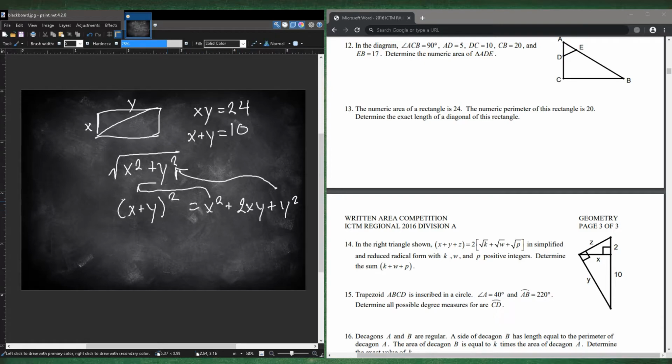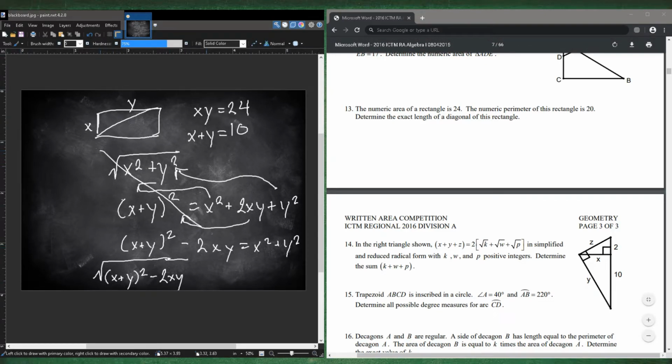So if we want only the x squared plus y squared, we could just have (x plus y) squared, and then we move this to this side, so it's minus 2xy is equal to x squared plus y squared, right? So this is the same thing as saying we need to find the square root of (x plus y) squared minus 2xy, right? So we just need to find this.